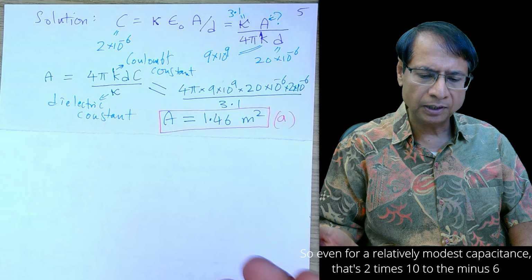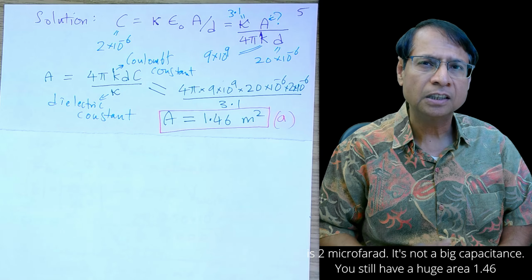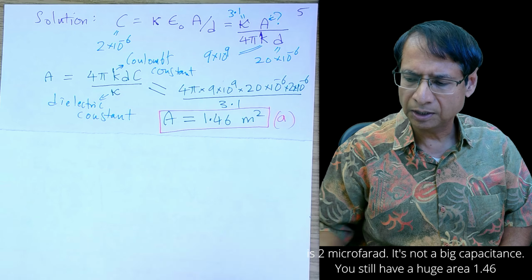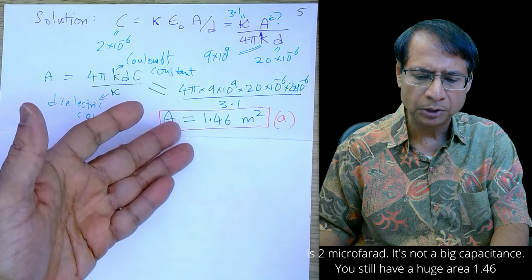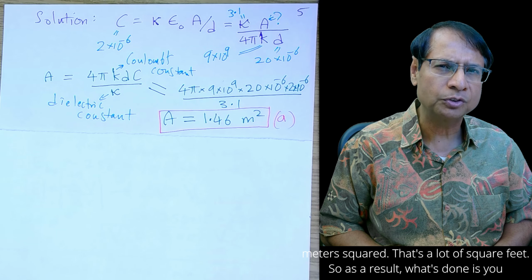So even for a relatively modest capacitance, that's 2 times 10 to the minus 6, which is 2 microfarads. It's not a big capacitance. You still have a huge area, 1.46 meters squared. That's a lot of square feet.